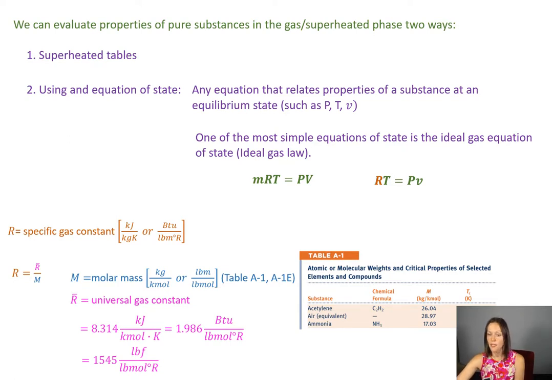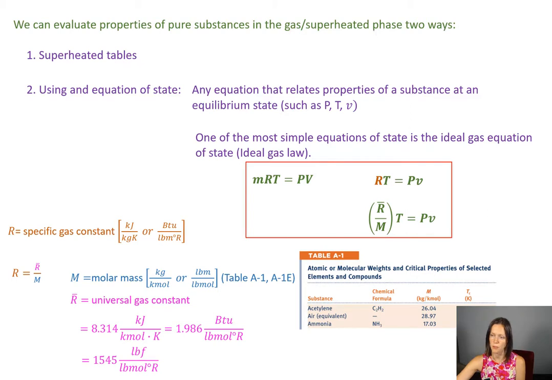So with that being said, now you've got another form of the ideal gas law that you can use. Your specific gas constant, which is equal to R bar over your molar mass, times the temperature, equals P times the specific volume. So you've got three different forms. Now, unfortunately, I don't believe your book has the specific gas constants tabulated anywhere, so you'll have to calculate it based off of the universal gas constant and the molar mass. So just keep that in mind.